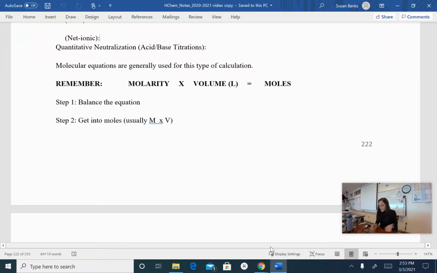Alright, guys, welcome back. Today we are going to learn how to use the neutralization reactions that we learned from the last video and layer them in with the idea of stoichiometry to do quantitative neutralization. This is an acid-base titration. Titrations are a way that we use in the lab to take a standard, either an acid or a base, and measure it against an unknown base or acid and find the concentration of that unknown base or acid.